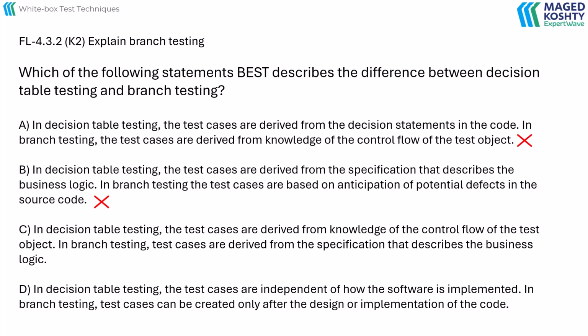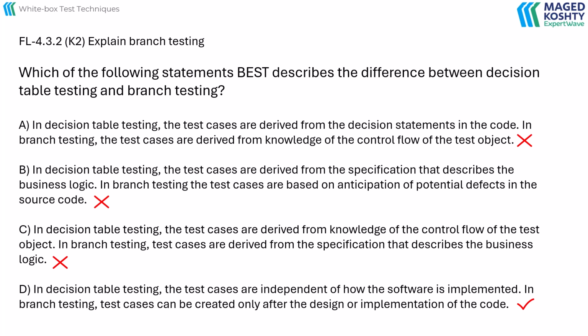C. In decision table testing, the test cases are derived from knowledge of the control flow of the test object. Again, this is incorrect. D. In decision table testing, the test cases are independent of how the software is implemented. In branch testing, test cases can be created only after the design or implementation of the code. This is correct.